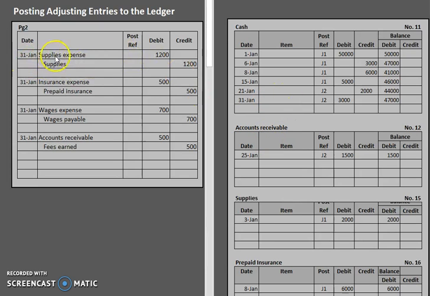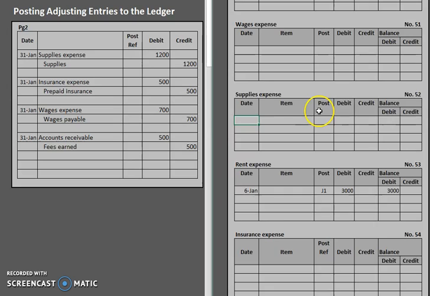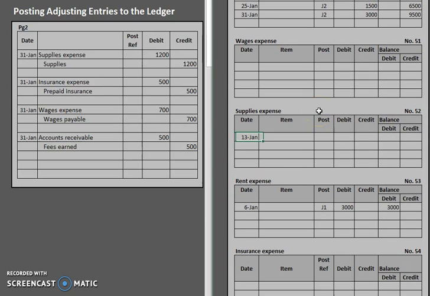So let's start with this first one, supplies expense. Let's scroll down, supplies expense here. Okay, January 31st. It is an adjusting entry. Now remember in this post column, what do we always put? The page of the journal. So here it's on the second page of the journal, so we do J2. And what did we do to supplies expense here? Well, we debited it for 1200, so we have a 1200 debit balance. Now remember, one more step before we finish up, we have to put the account number in this post ref. So 52.